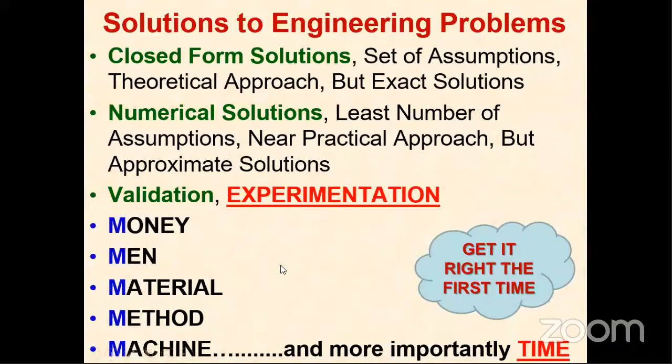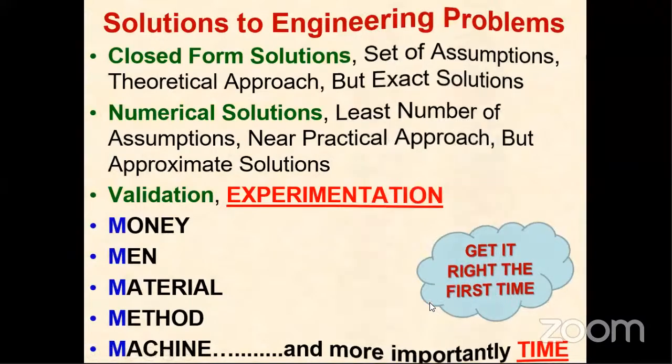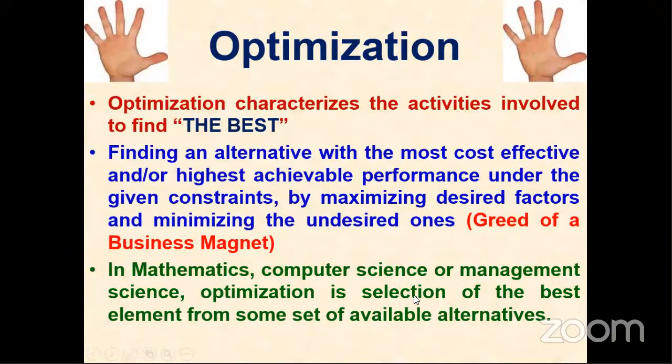So that's why experimentation is all costly. Money, men are costly, material is costly, method may be costly, machine is costly, and above all, time, which cannot be given back. Hence, we go for optimization.